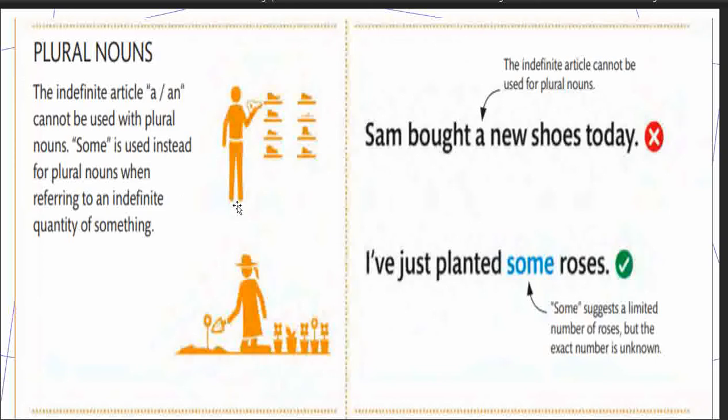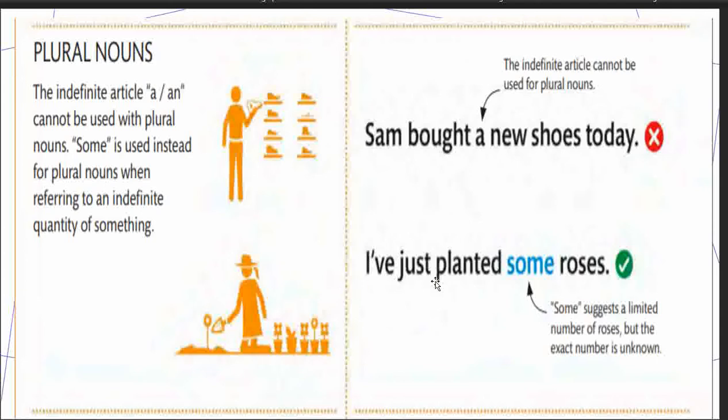Now first let us look at the incorrect form. Sam bought a new shoes today. Shoes you always use as a pair, so you say shoes. Now a is incorrect over here. You can see the cross over here. A is incorrect. Why? The indefinite article cannot be used for plural nouns because shoes are always considered in pairs, so they exist in plurals. So a cannot be used at all.